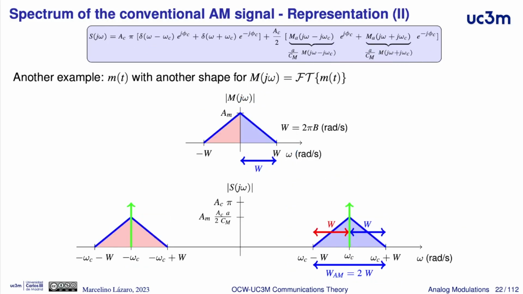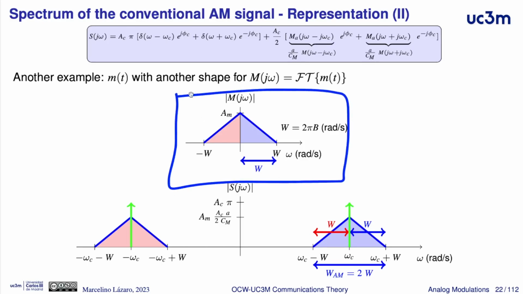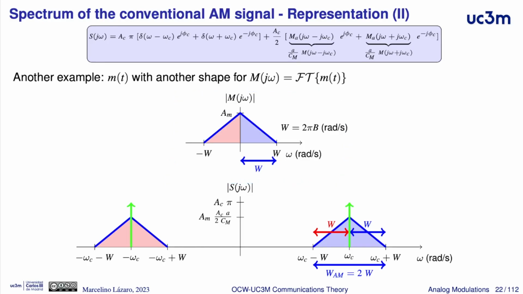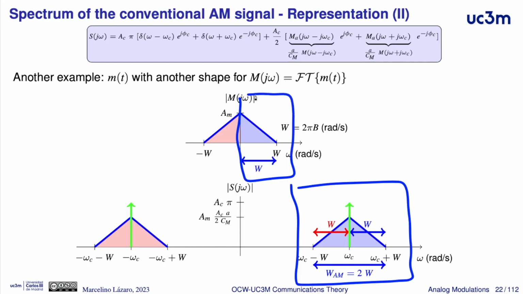And this happens independently of the shape for the Fourier transform of the modulating signal. In this case, we have another example with a triangle response, but the bandwidth in any case is twice the bandwidth of the modulating signal. This is one of the main characteristics of a conventional amplitude modulation.